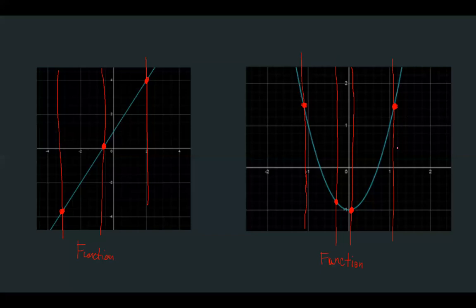So as you can see, each of these lines intersects at only one point, just like this one, this one, this one, and this one. For this one also, I just draw three lines. As you can see, as I start from here, here, and here, each of these lines intersects at only one point. So that is a function. To conclude, these graphs are functions.